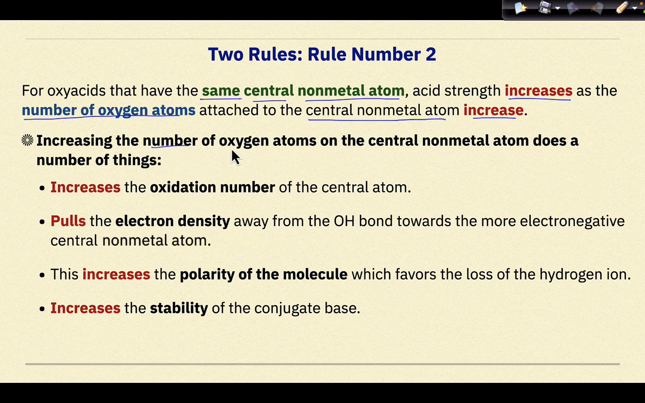Increasing the number of oxygen atoms on the central nonmetal atom does a number of things. First, it's going to increase the oxidation number of the central atom. Next, it's going to pull the electron density away from the OH bond towards the more electronegative central nonmetal atom. This increases the polarity of the molecule, which favors the loss of the hydrogen ion. It will also increase the stability of the conjugate base.